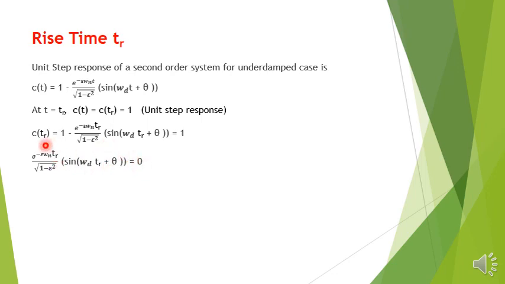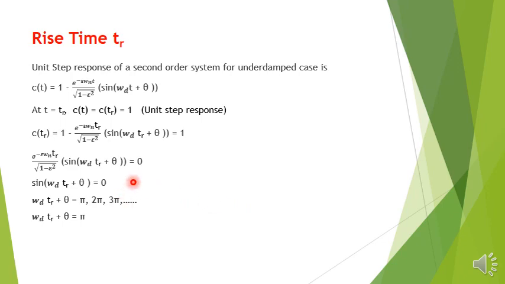In this, there is the exponential term. It cannot be 0. It is 0 only when tr is infinity, which means it is the steady state, and that is of no use. So the exponential term cannot be 0. Therefore sine of omega d tr plus theta equals 0. The sine term is 0 only when the argument is a multiple of pi. So it is possible only when omega d tr plus theta equals pi, 2 pi, 3 pi and so on, because sin pi, sin 2 pi are all zeros.